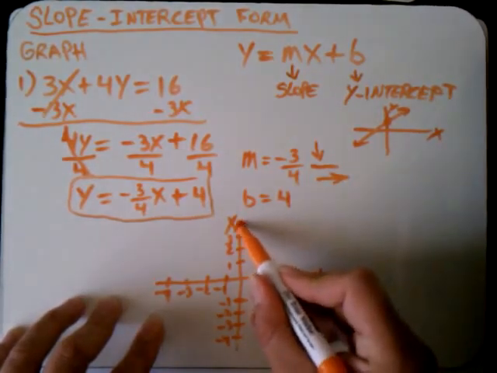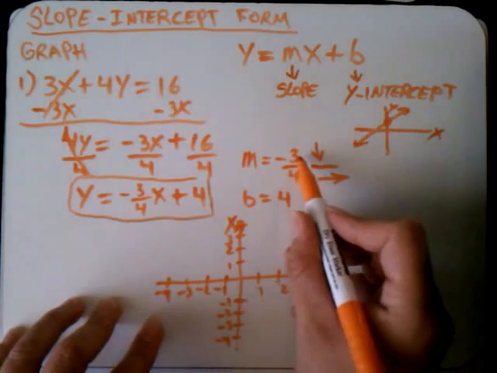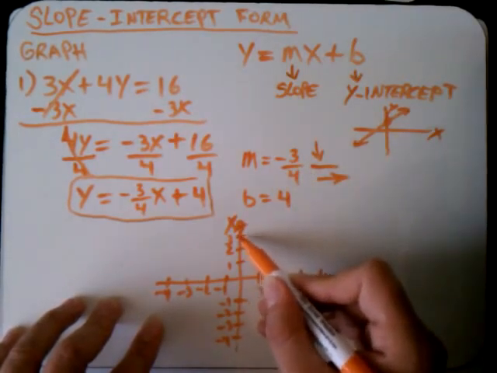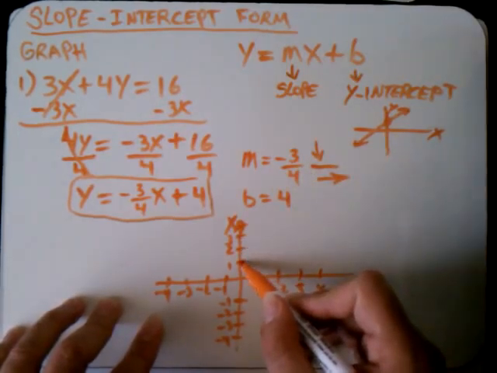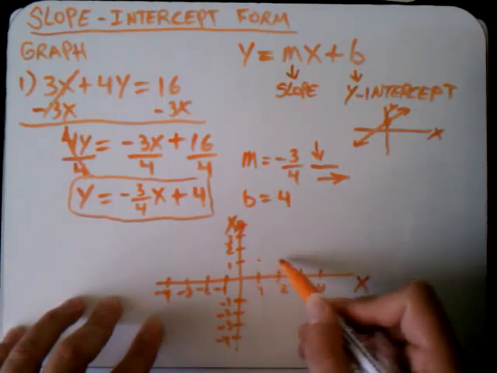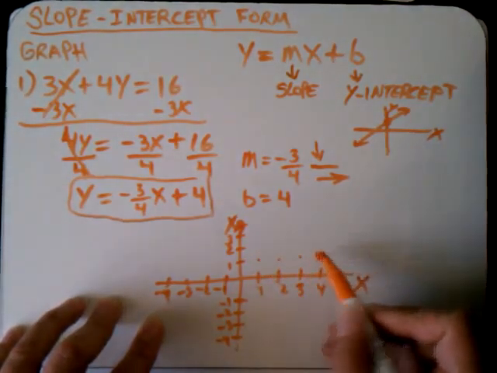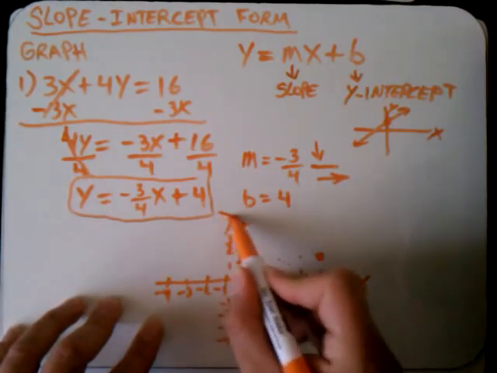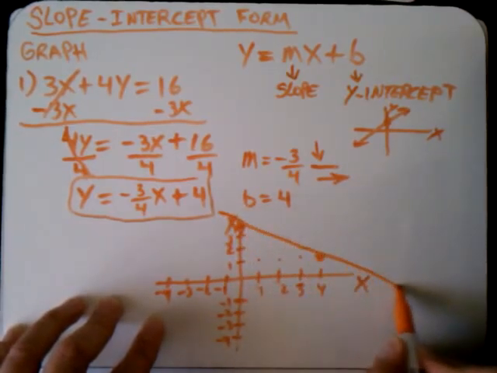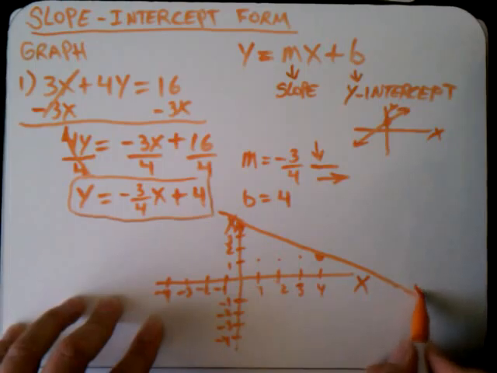So we're starting at 4. We're going to go down 3. So 1, 2, 3, and then 4 to the right. 1, 2, 3, 4. Okay? Once you have your 2 points, you can create your line. Okay?